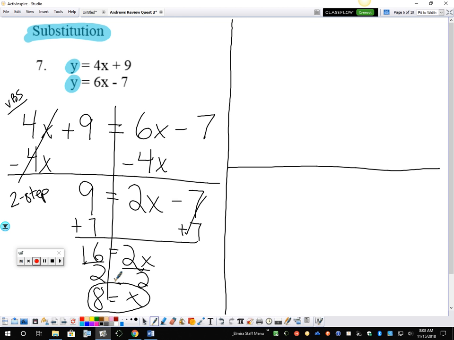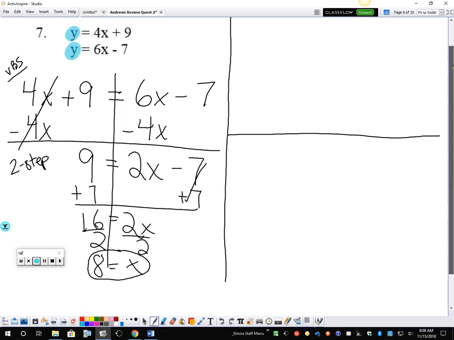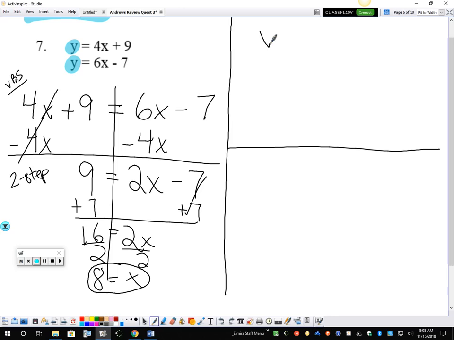Okay? X is 8. So the next phase of solving this system is to pick one of the equations, doesn't matter which one, and sub our 8 in.